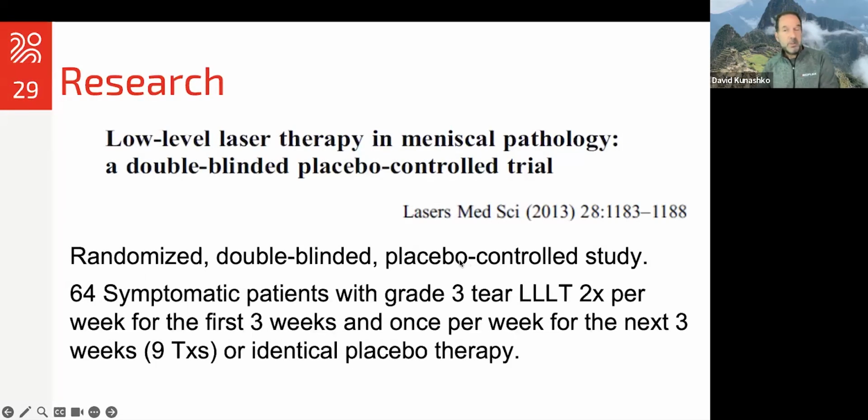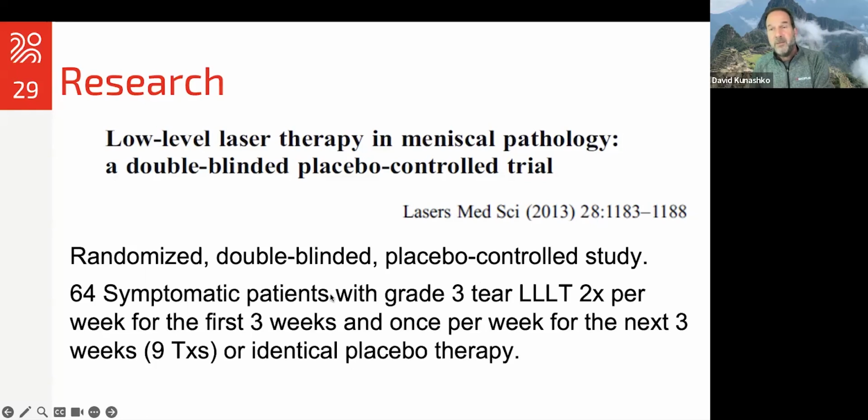A little bit of research. This paper was published entitled Low-Level Laser Therapy in Meniscal Pathology. It was a double-blinded placebo-controlled study, 64 patients. They were all diagnosed with grade 3 tears, and they had treatment 2 times per week for 3 weeks, and then once per week for another 3 weeks.